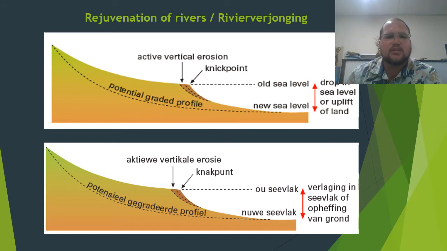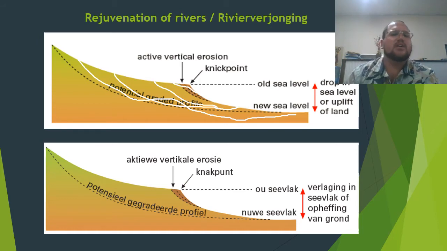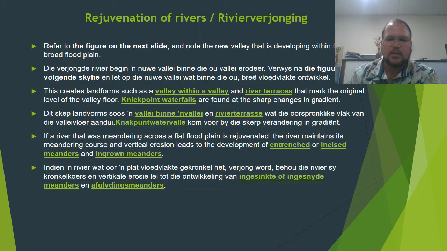So let's just clear this image. It's eroding away slowly but surely, cutting away into this area until it is a level flow again. So there's no more turbulence or anything hindering the flow of the water to the sea level. Rejuvenation of rivers, you can read through here further.